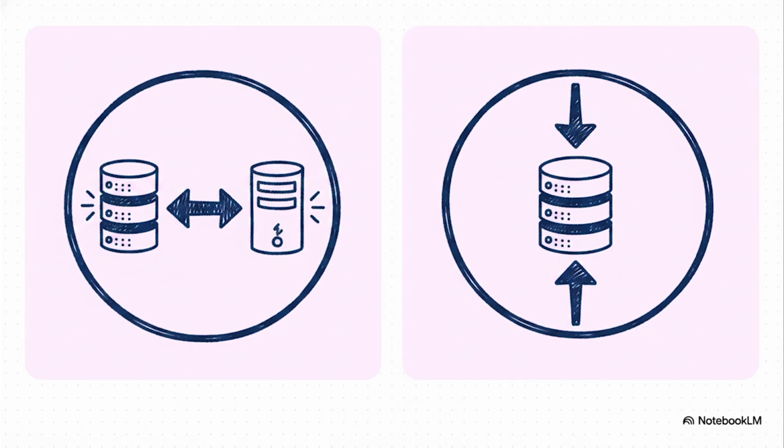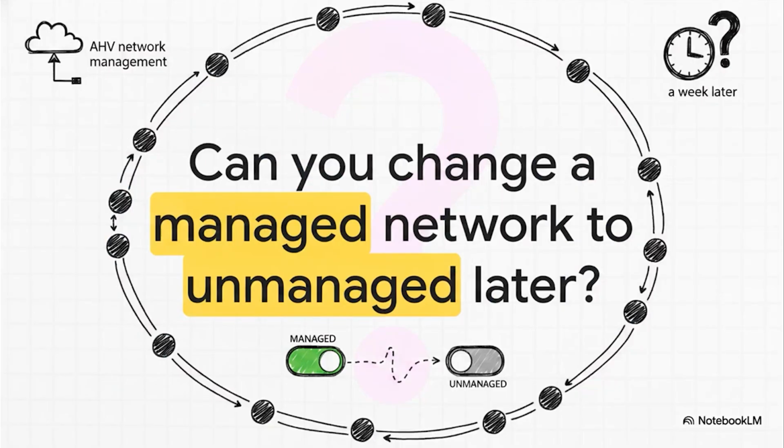North/south traffic, on the other hand, is crossing the boundary. It's ingress or egress traffic, entering or exiting the VPC, and it's governed by the external VLAN. The exam will try to trick you with scenario questions, so do not let them mix these two definitions up in your head. Let's test your knowledge on permanent configurations inside AHV network management.